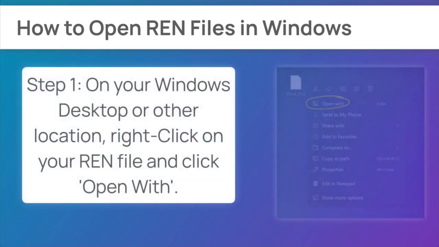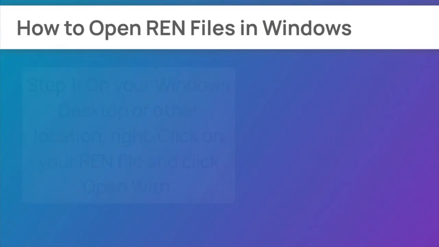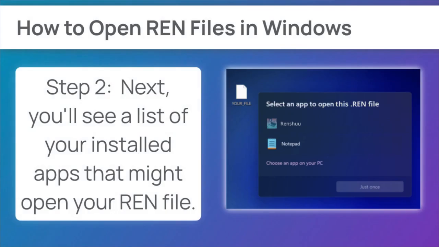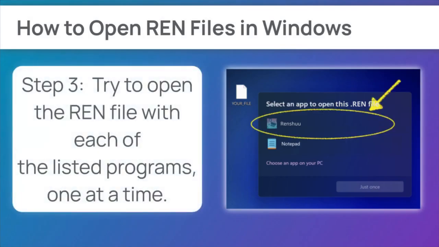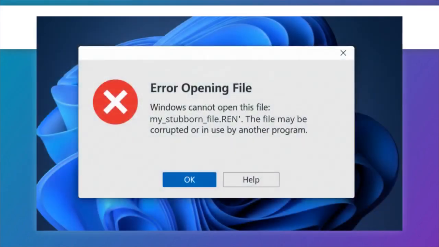The easiest way to identify the error source is testing. Right-click the REN file and hit Open with. Use Renshuu if installed. If it's not present, choose another program. We must find the correct software handler. When your REN file does not open, it is usually a small issue.